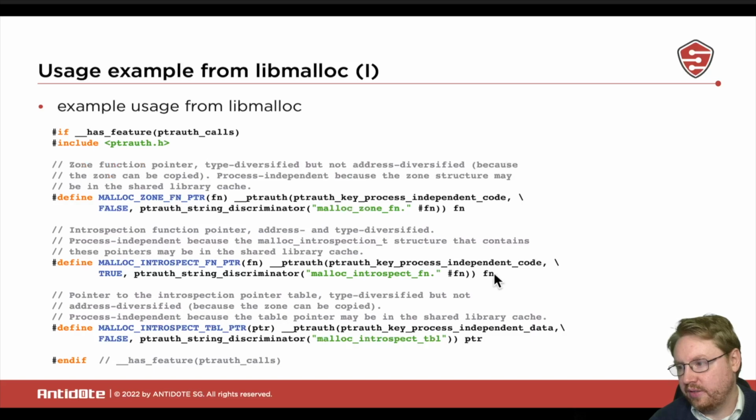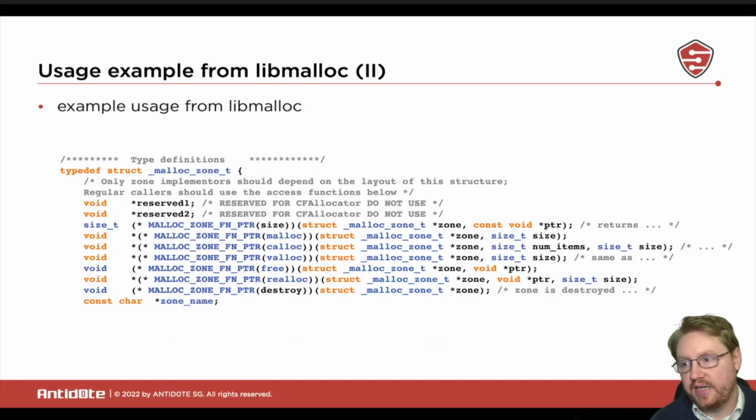Here's the same thing, and this here is independent data. So this here is a function pointer table, and this is the actual function pointer. What you can also see here, it's using a so-called string discriminator to protect the pointer. As you can see later on in the binary, this is actually the context that is used. Yeah, so this is the first part for the setup. And the second part is then in the structure that is used.